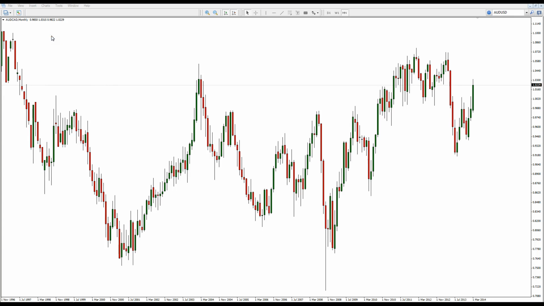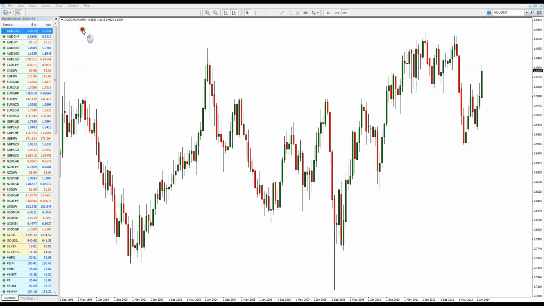Can we have a look at the New Zealand dollar US dollar? Of course.